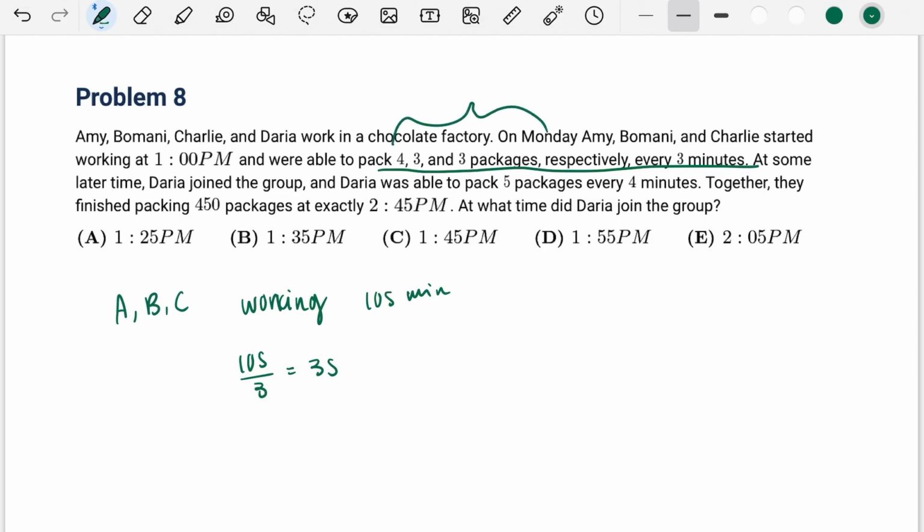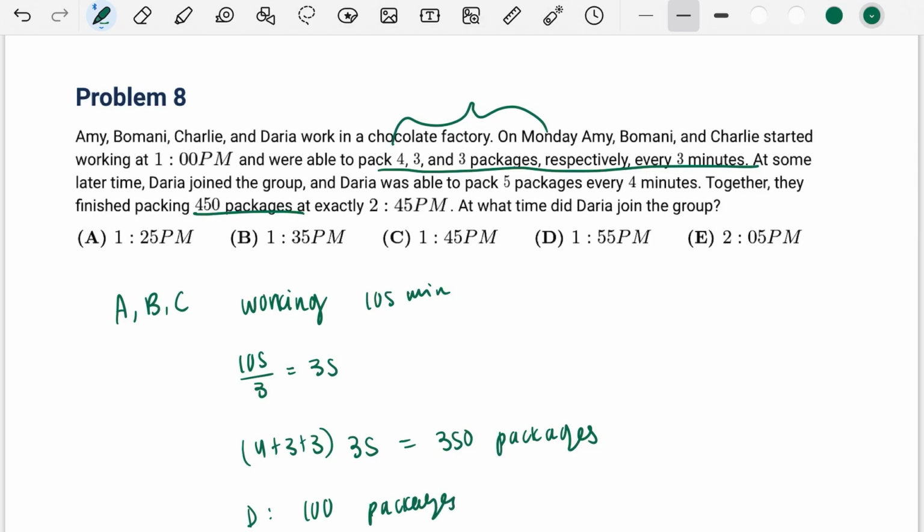So that means that from 1 p.m. to 2:45 p.m., A, B, and C have packaged (4 plus 3 plus 3) times 35 packages, which equals 350 packages. We know that A, B, C, and D packaged 450 total altogether. So that means that Daria must have packaged 100 packages.